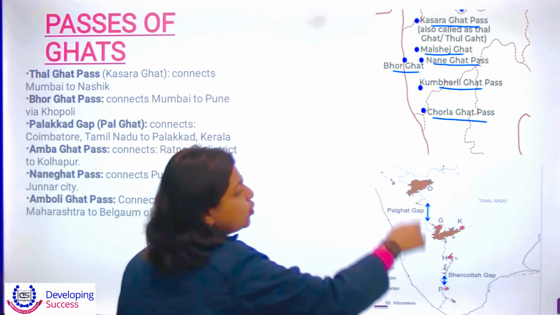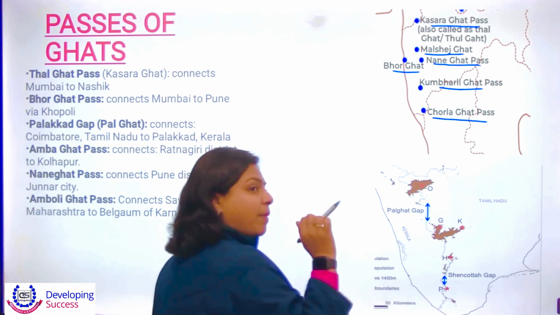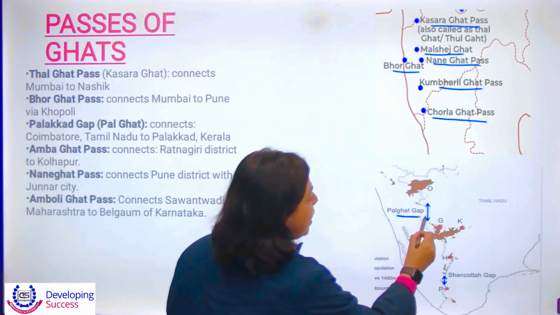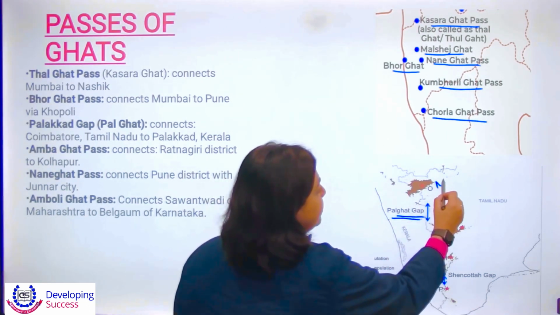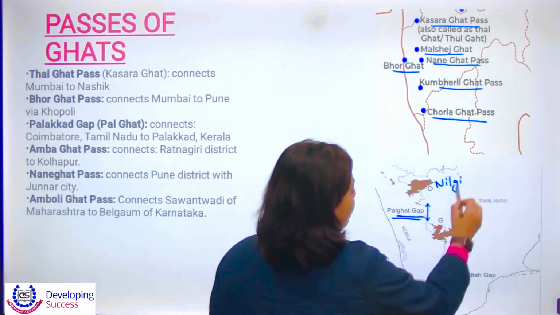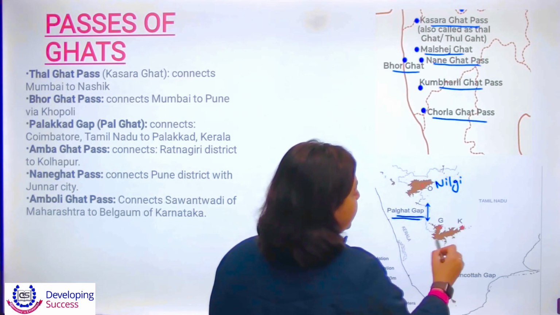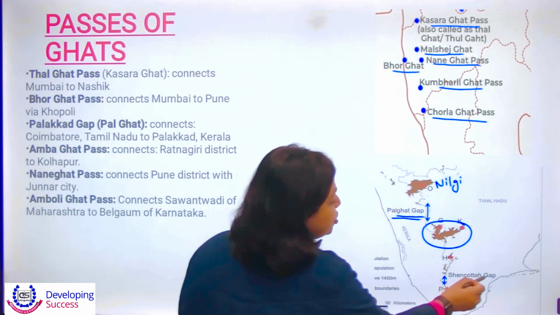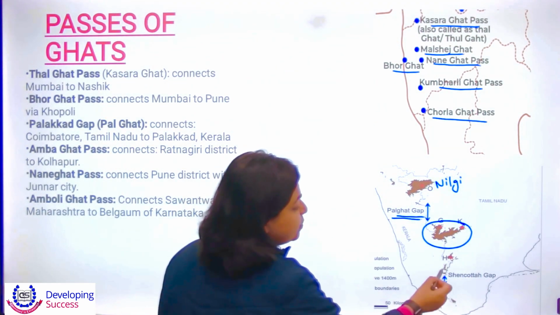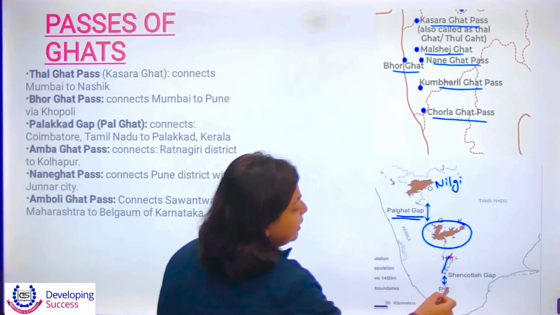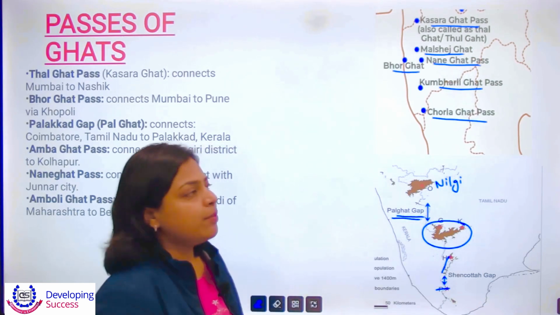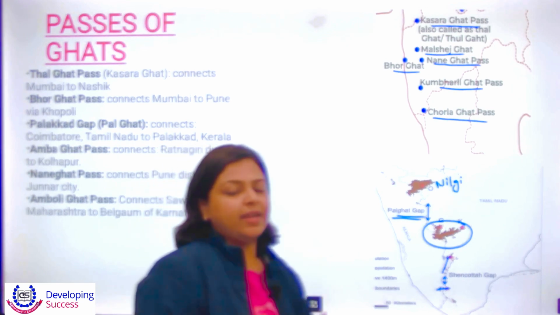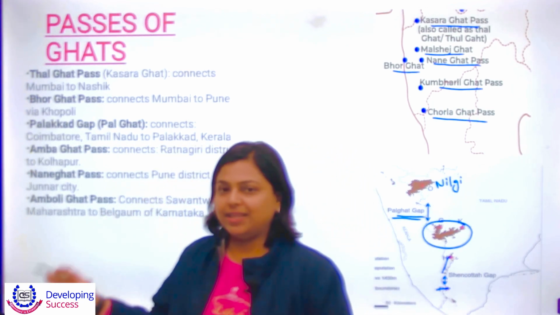And then we have two important gaps or passes in the southern part of the Sahyadris also. One is the Palghat Gap, which divides the Nilgiri from the Anamalai and Palani. And next is the Shenkotta Gap or Shenkotta Pass, which is in between Cardamom Hills and Agasthamalai Hills. Other important passes I have given in the list. You can take a screenshot or you can see them on the map.